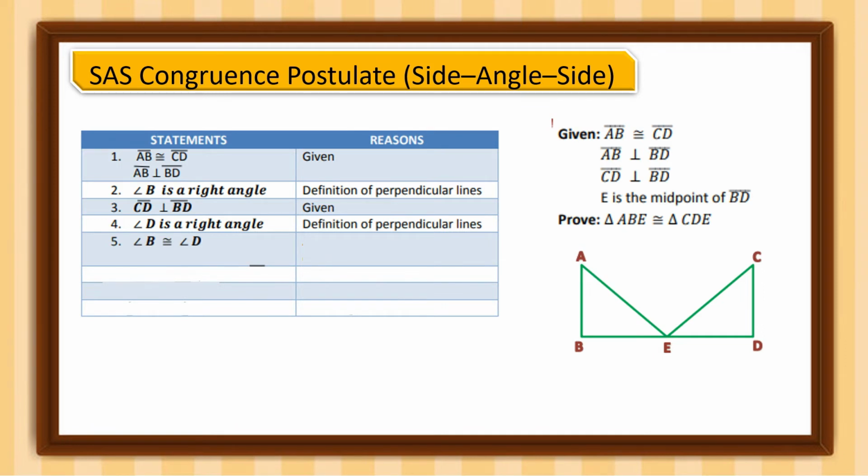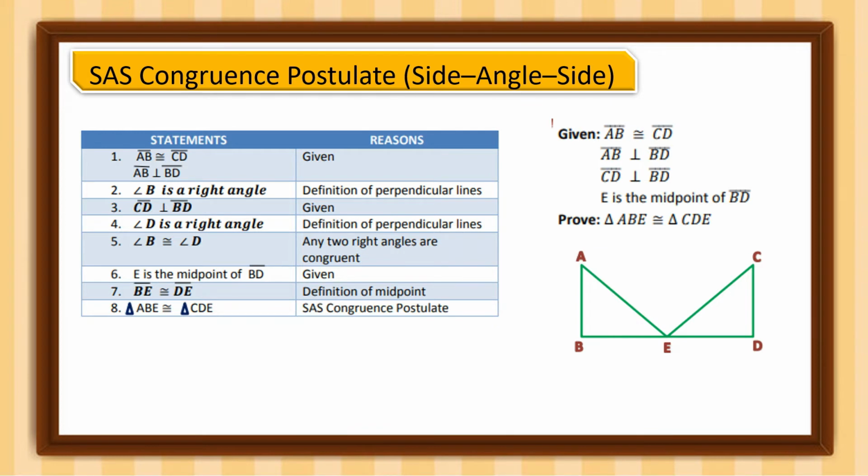And we have here angle B is congruent to angle D because any two right angles are congruent. And next, E is the midpoint of segment BD because it is given. And for number 7, we have segment BE is congruent to segment DE, and it is the definition of midpoint. Now we already proved that triangle ABE is congruent to triangle CDE by SAS congruence postulate, or side angle side congruence postulate.